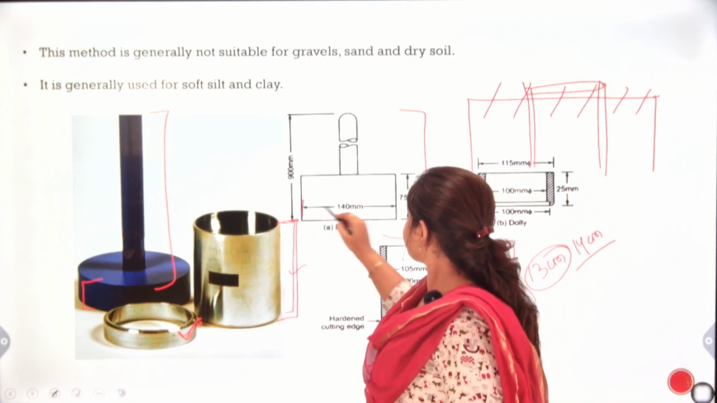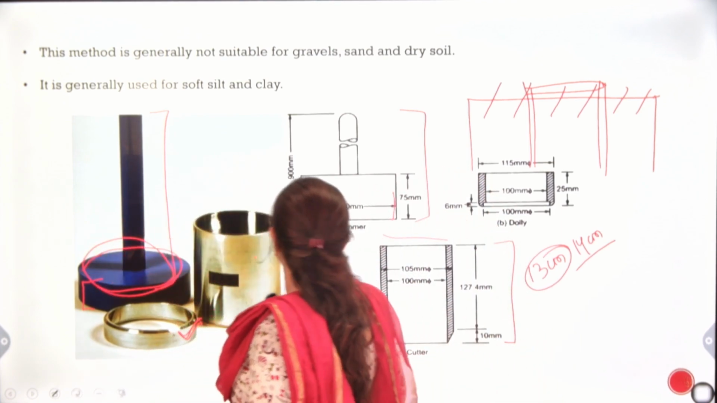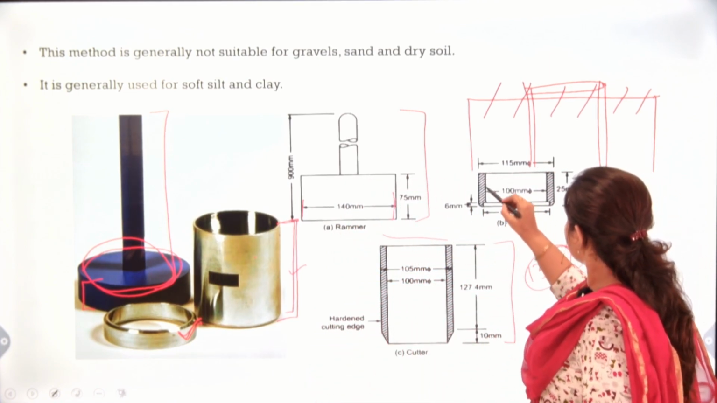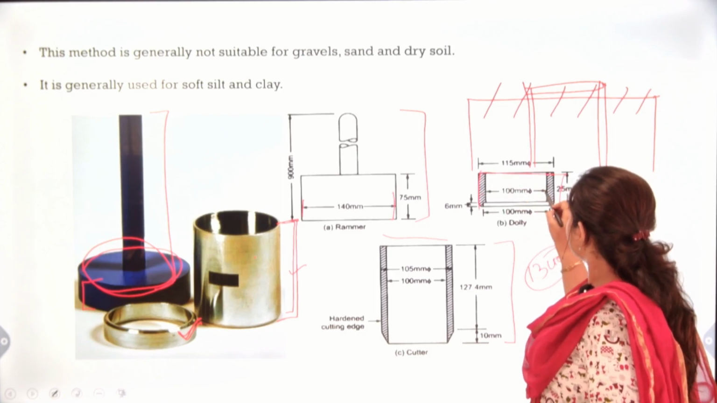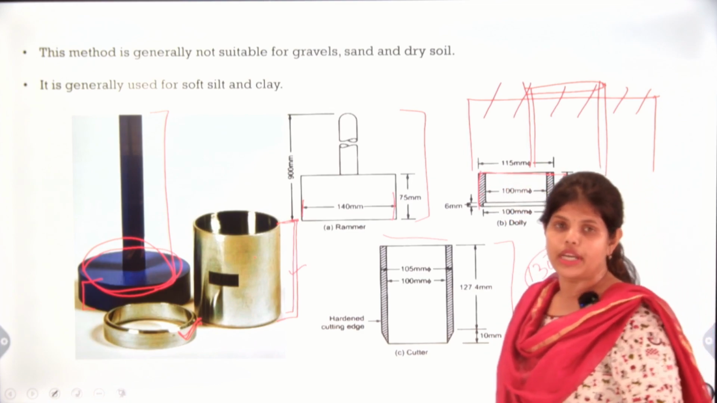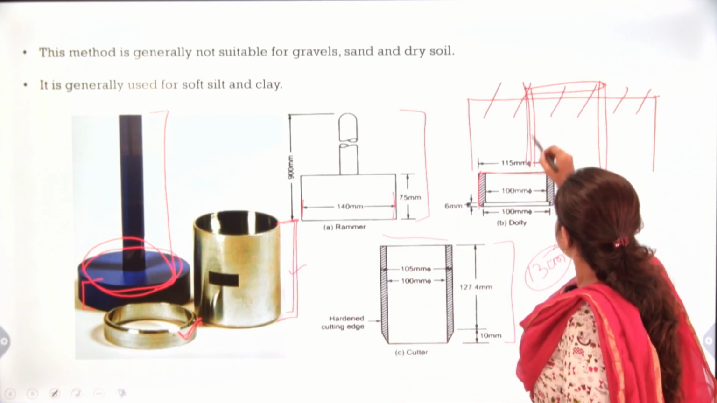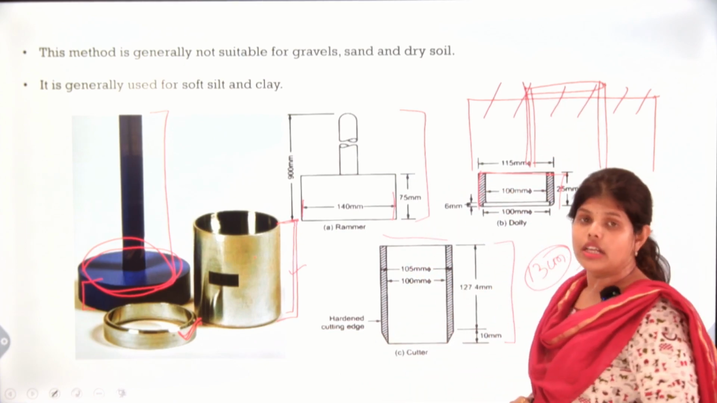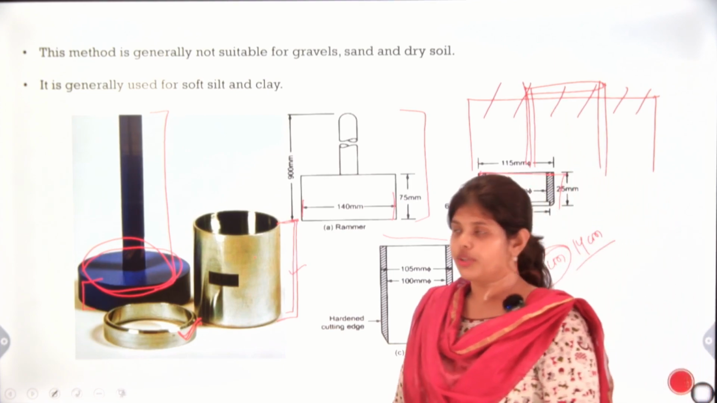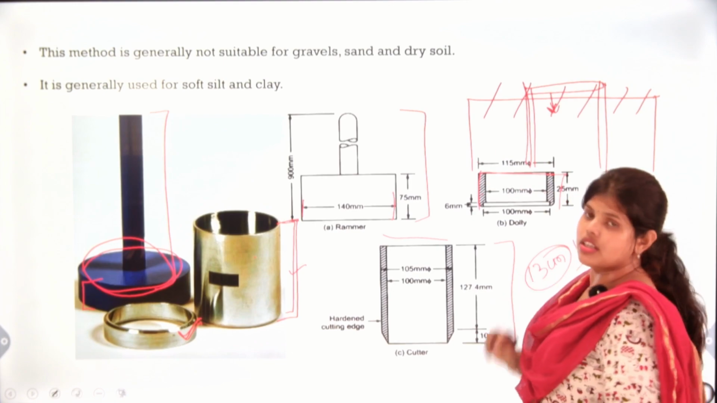This whole diameter will be 140 mm. About your dolly, the inside depth will be 100 mm and the outside will be 115 mm. So what is the procedure? After inserting the cutter inside the soil level, we put the dolly on it. Then by using the rammer, we drive the container totally inside the soil level.